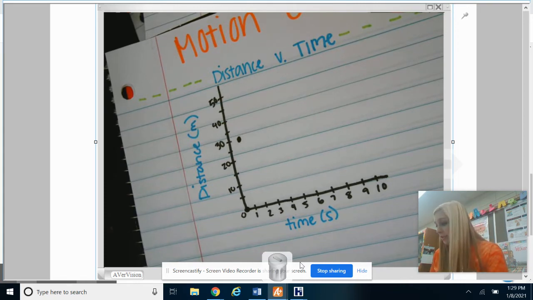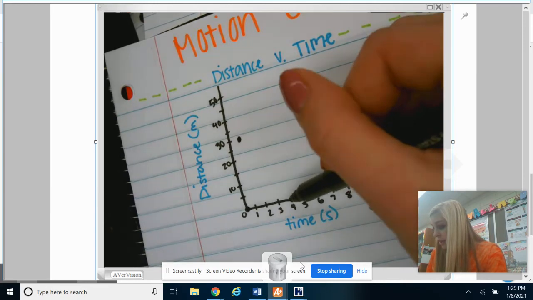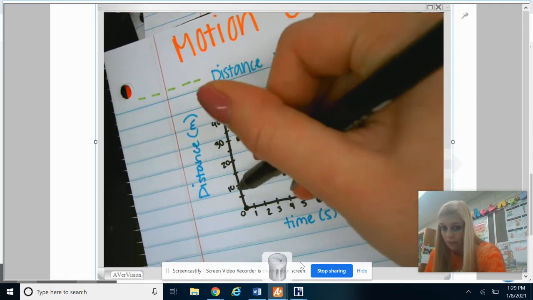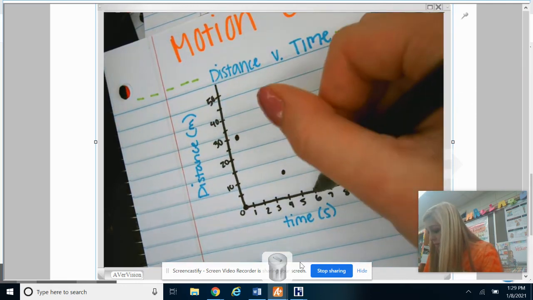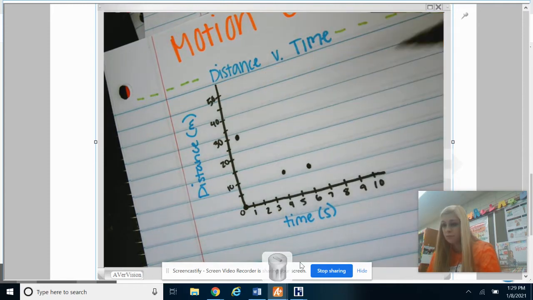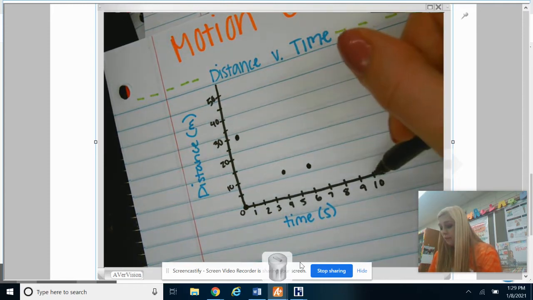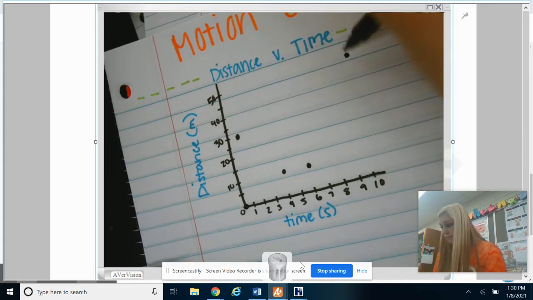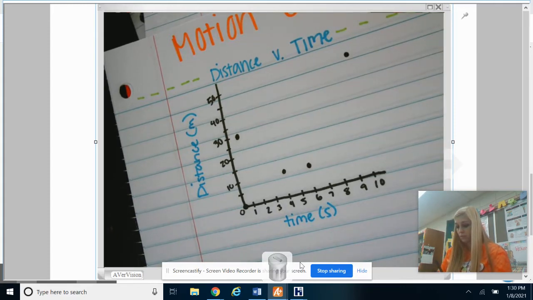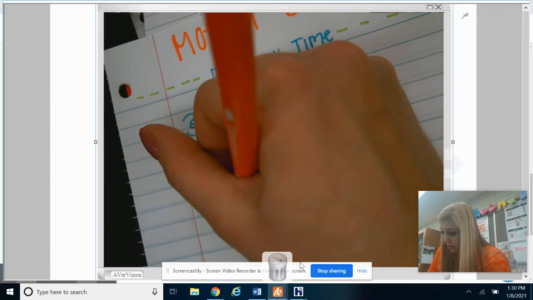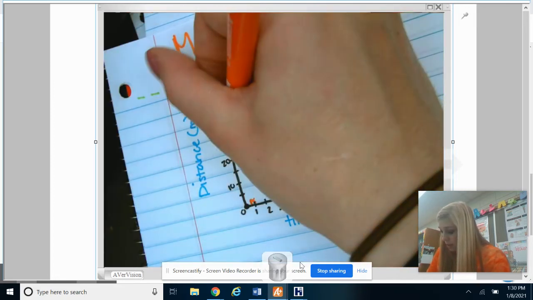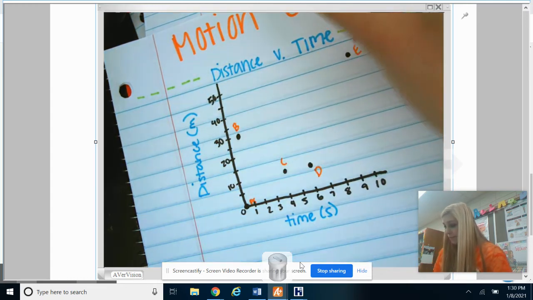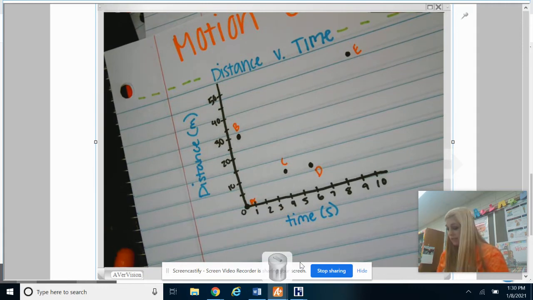All right, the next one, I'm going to go to 4 seconds and 10 meters. I'm just estimating. This is about 4, about 10. And I'm going to go 6 seconds, 10 meters. And then the last one, 10 seconds, 50 meters. So this is point A, B, C, D, E. And now I'm going to connect the points as best as I can.